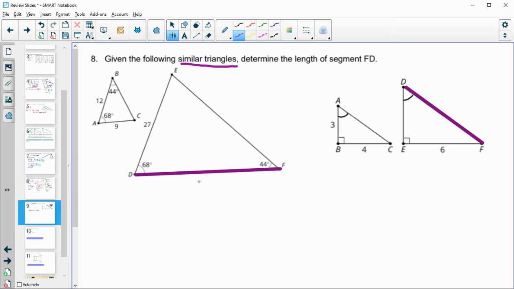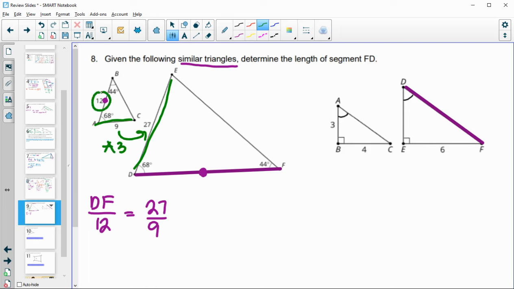So for this side specifically, this side goes with the 68 and the 44 degree angle. So I can say DF divided by 12 is going to equal 27 divided by 9. So you could set up a proportion that way. You could also recognize that this segment and this segment are the corresponding segments, and 27 is just 9 times 3. So then we're just going to be doing 12 times 3 to get this side, which is 36. And you're going to get the same thing if you cross multiply here.